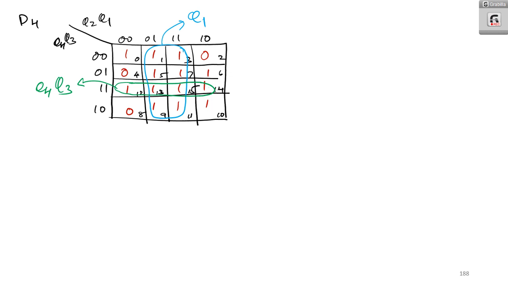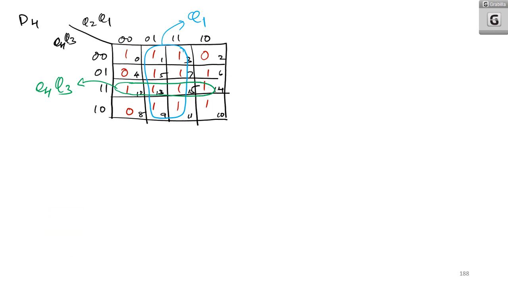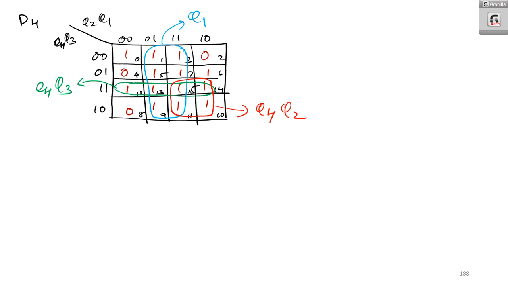If you are taking one more quad here, what will you get? Which is common? Q4 is common here, and here Q2 is common. So we get Q4, Q2. Now how do you account for this one? If you need to account for this one, you can club these two. That is how you can pair.